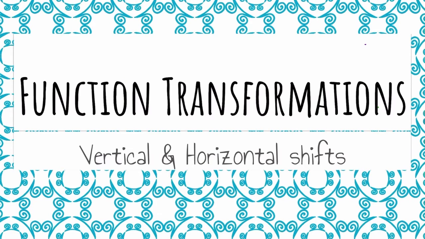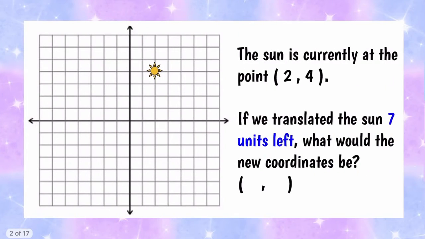Hello and welcome back. Today we're going to continue our discussion of function transformations, only this time we are going to do vertical and horizontal shifts. Let's look at our sun. Right now the sun is at the point (2, 4); the x value is 2, and the y value is 4. I am going to translate my sun 7 units left.